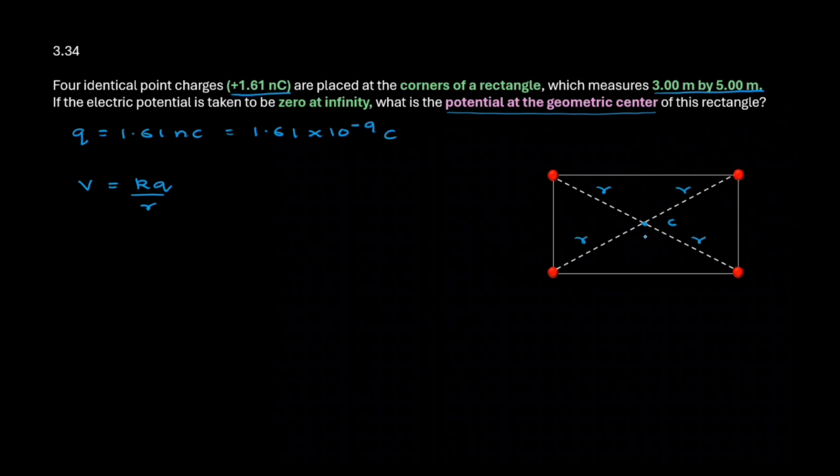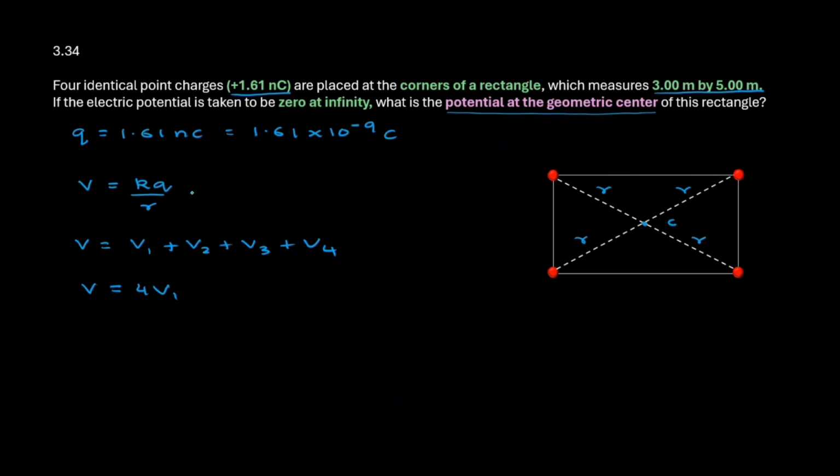We know that electric potential at point C can be calculated by adding potential due to each of the charges. So I can write total potential at C to be equal to electric potential due to charge 1 plus charge 2 plus 3 and plus 4. All of these charges are identical and they are at the same distance from point C. So potential due to 1 has to be equal to potential due to 2, and same goes for 3 and 4. So instead of adding them individually, I can just write electric potential at C to be equal to 4 times V1.